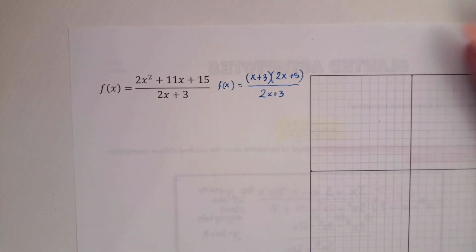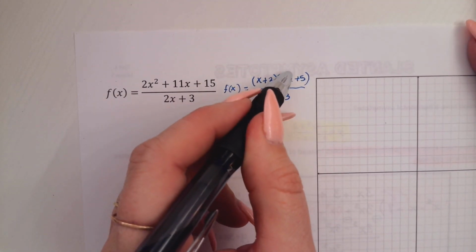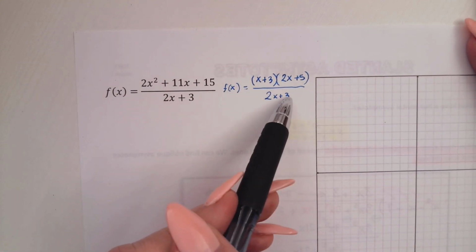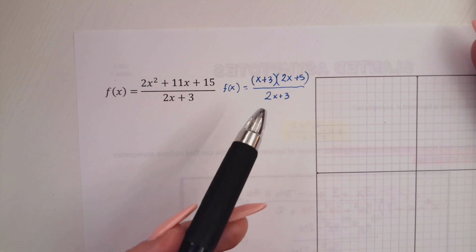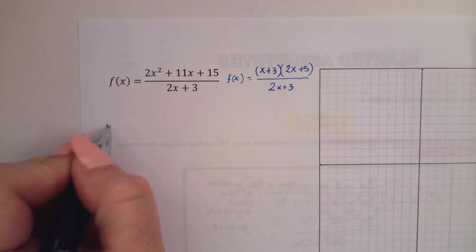All right, let's think about canceling. Can I cancel this 2x and this 2x? No, they're both trapped in a little addition. Can I cancel this 3 and this 3? No, again, both trapped in addition. What does that tell me about my graph then? There's no holes in the graph. Right.